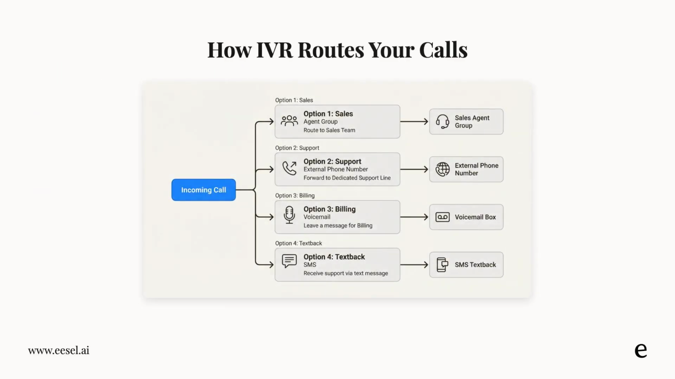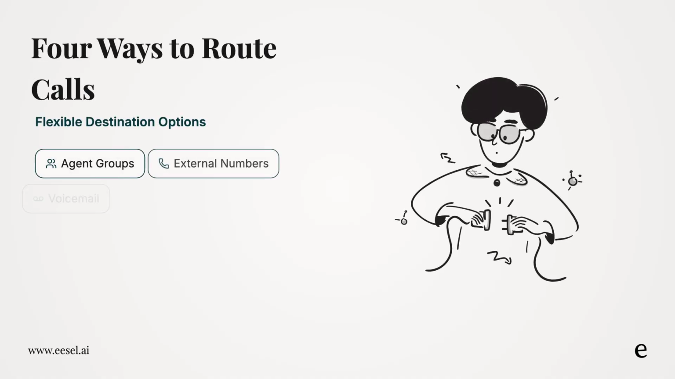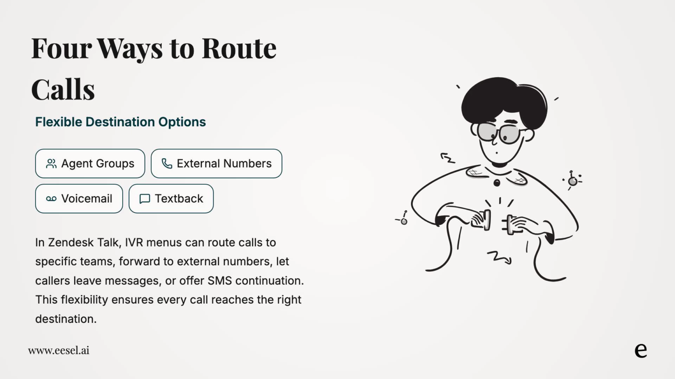Here's how IVR routes your calls. Automated menus direct callers efficiently, letting them choose their destination without waiting for an agent. Zendesk Talk gives you 4 ways to route calls: send them to agent groups, forward to external numbers, route to voicemail, or offer text back. This flexibility ensures every call reaches the right destination.